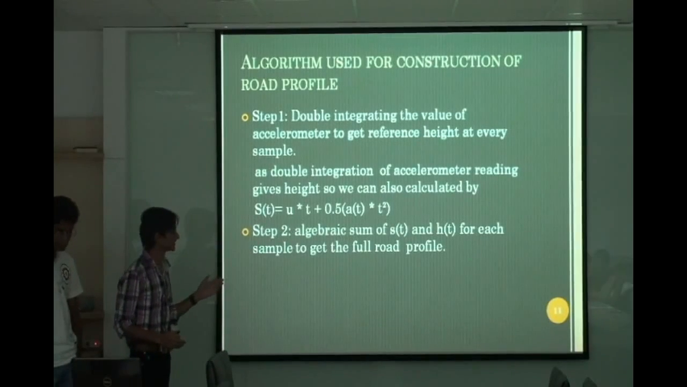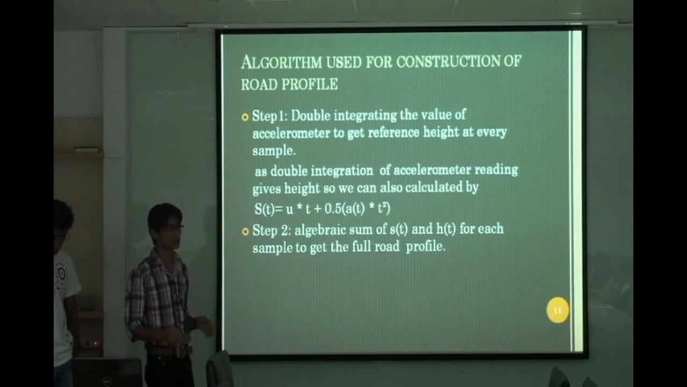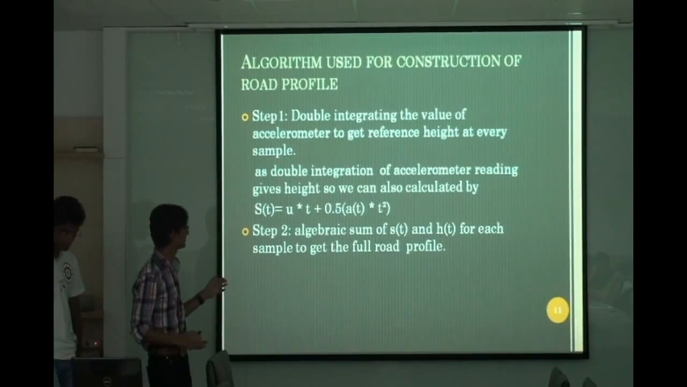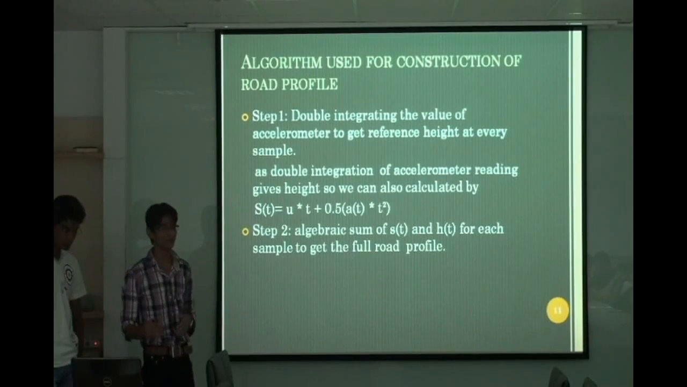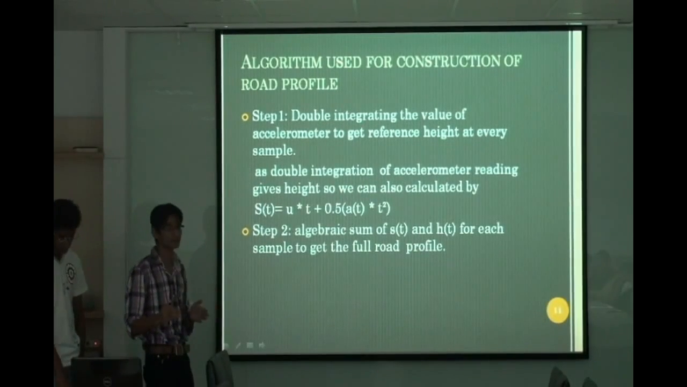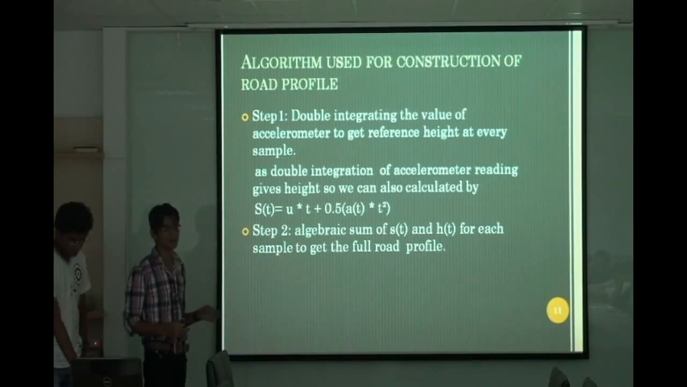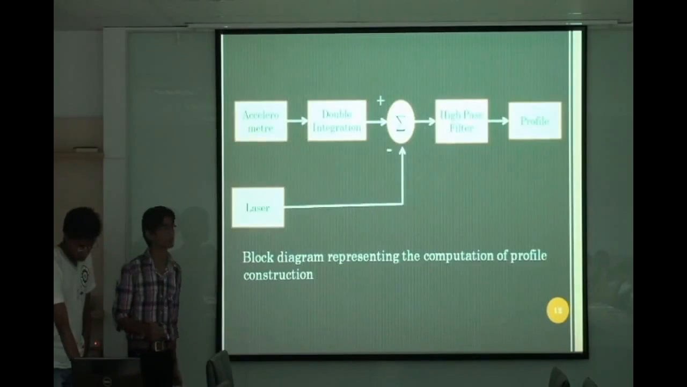And what is the second step? Then the algebraic sum of s_a(t) and s_l(t) is taken for each sample to get the full road profile. We apply this formula for every sample, and we get the final difference, and then we get the full road profile for a particular track which we are considering.